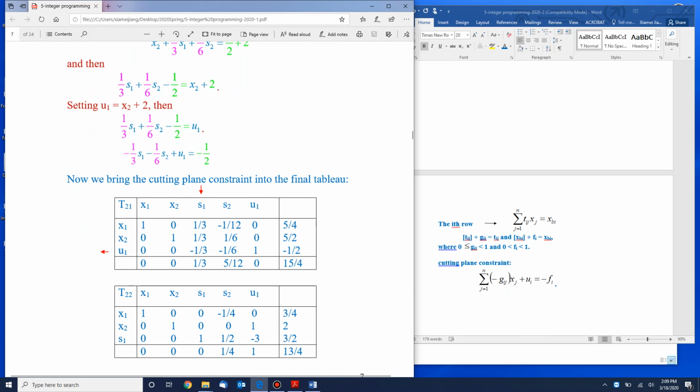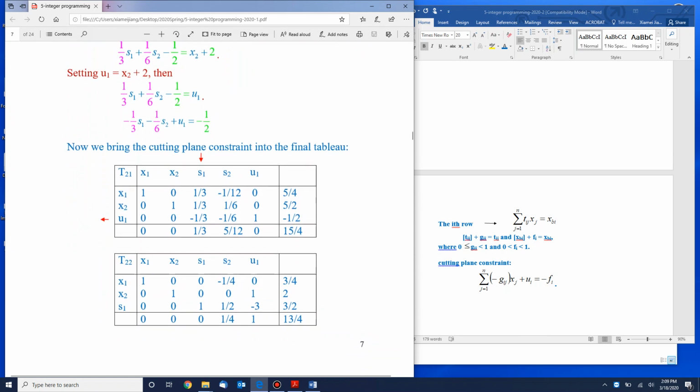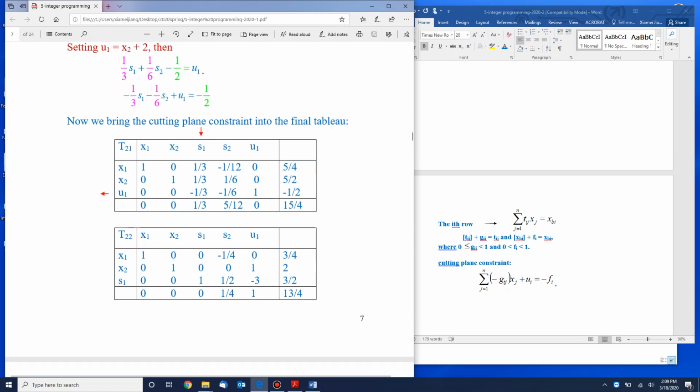Note that when I work on it, we bring the cutting plane into the final tableau. I denote it as tableau 2-1. That's the second step, right? So the final tableau for this one is called T22. Okay, now we are going to continue to cut x1, just to make x1 an integer. That means we will start working on T22. We do not go back to the final tableau in the simplex method. Here we continue to work from that final tableau T22.